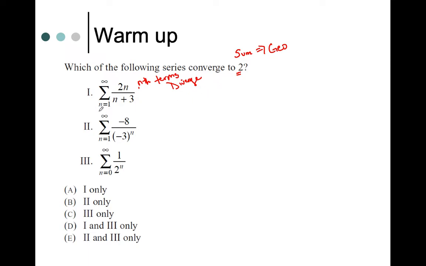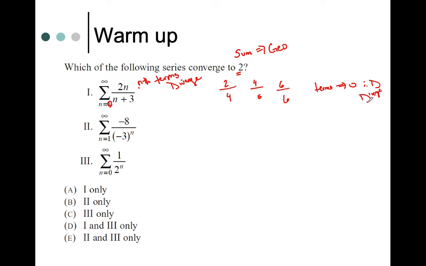But if you look at these terms, I just start writing out a couple. I'm going to make n equal to 1, right? I'm going to get 2 times 1 over 1 plus 3. And then my next term is 2 times 2 over 2 plus 3. And then 2 times 3 is 6, and 3 plus 3 is 6. These terms, not the sum, the terms themselves, are not approaching 0. Therefore, it diverges by the nth term test for divergence.